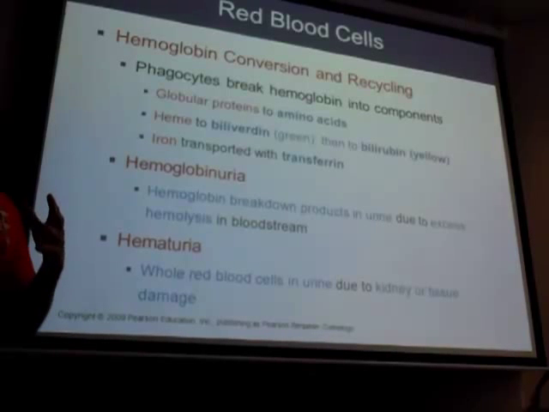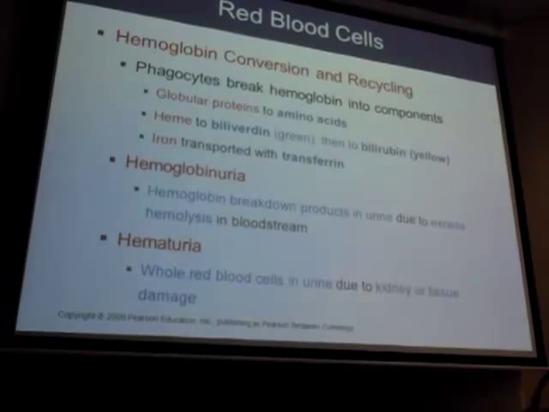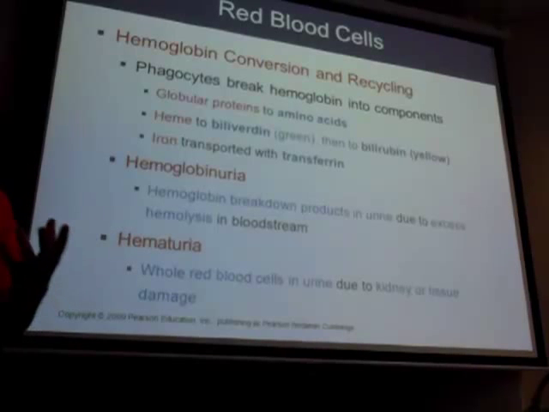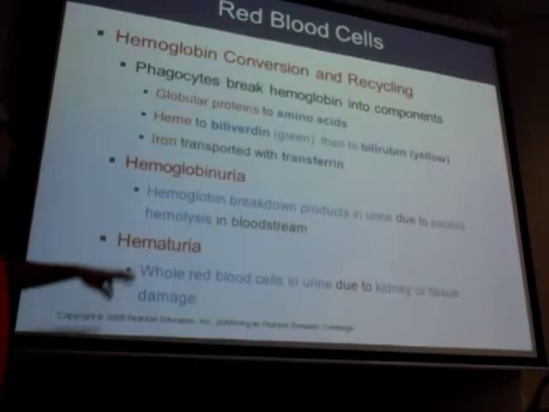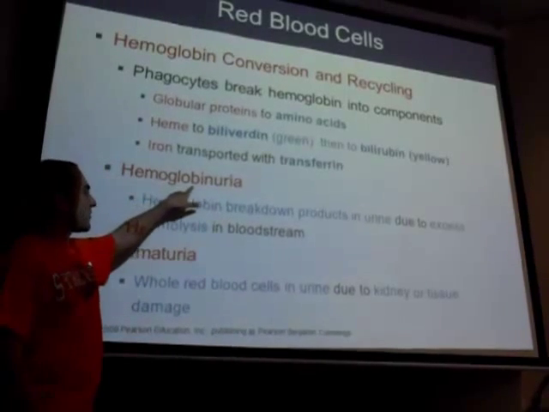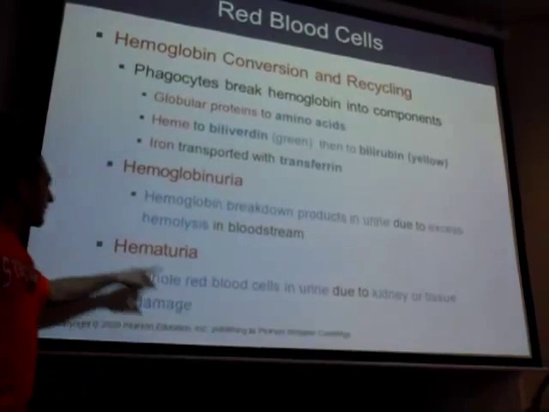It gets filtered at the glomerulus, but it's supposed to be reabsorbed back at the proximal convoluted tubule. But if you find it, usually what type of patients have glucosuria? Diabetics. That's where the word diabetes mellitus comes from. Mellitus means honey sweet because the urine has glucose in it. So going back here, it's saying hemoglobinuria means you're finding hemoglobin in the urine.